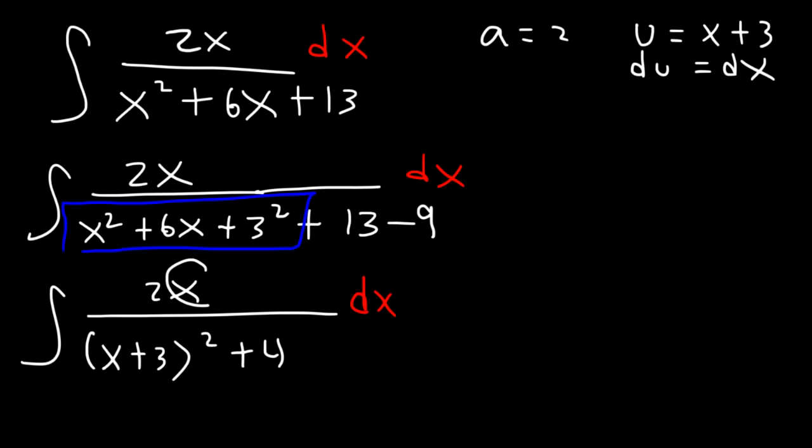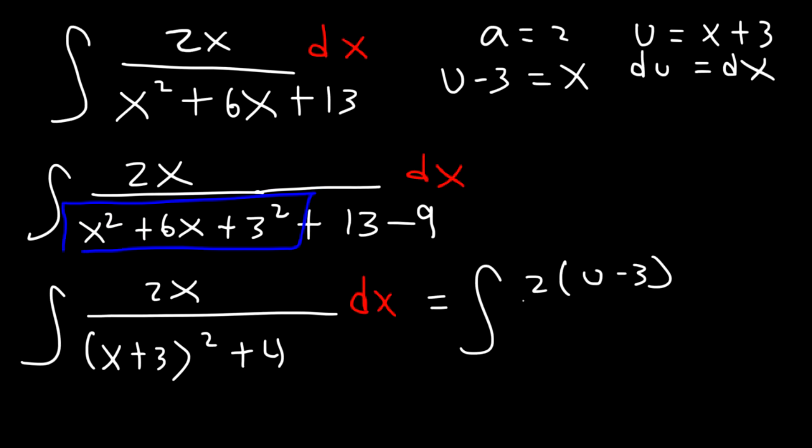Now notice that we have an x on top. So we can't just use arctangent yet. Because we have an x on top, and we need to convert it to a u variable, we need to solve for x. If u is equal to x plus 3, then u minus 3 is equal to x. So let's replace x with u minus 3. X plus 3 squared is going to be u squared. 4 is a squared. And dx is just du. So if we distribute the 2, this is going to be 2u minus 6 on top.